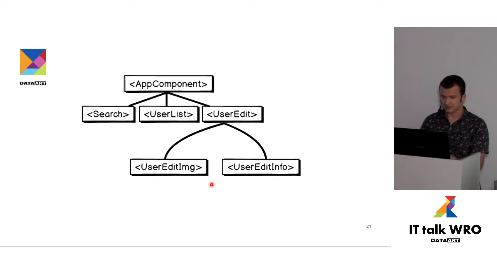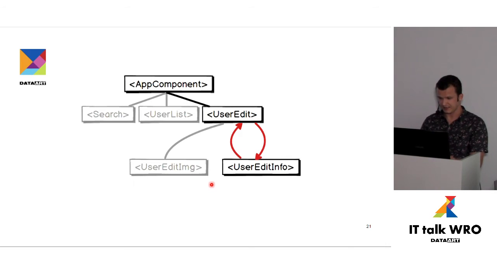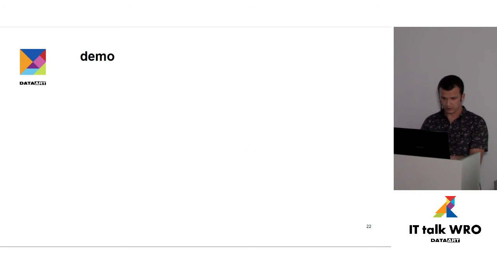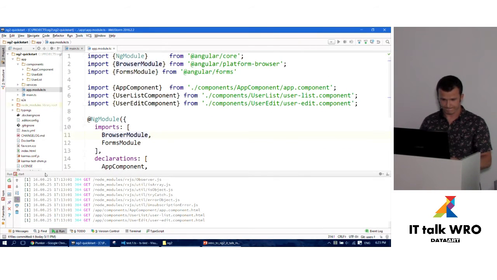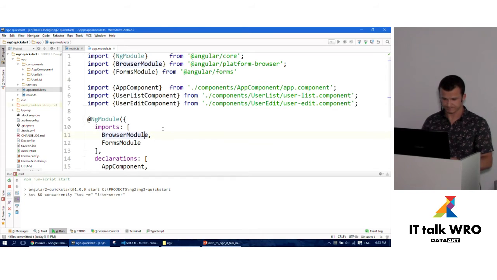As I said, this is our tree of components, and user edit has a user edit image and a separate component for the info. So this component will receive some data via the input and give a response via the output using an event. We have a small demo. Let me just run the application and we'll see.